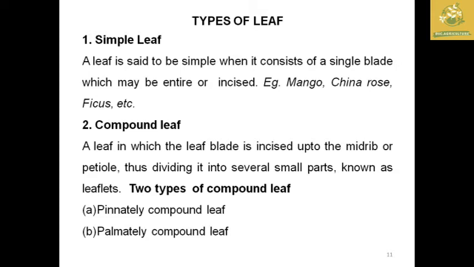And next we can go to the types of leaves. The first is the simple leaf, where there is a single blade with an entire or incised nature, for example mango, china rose, hibiscus, etc.